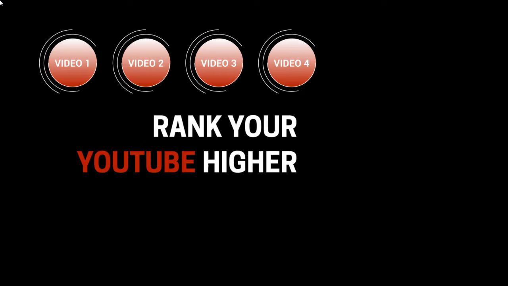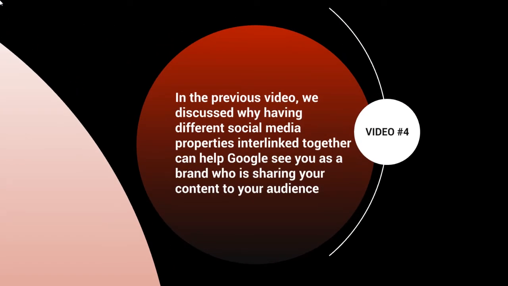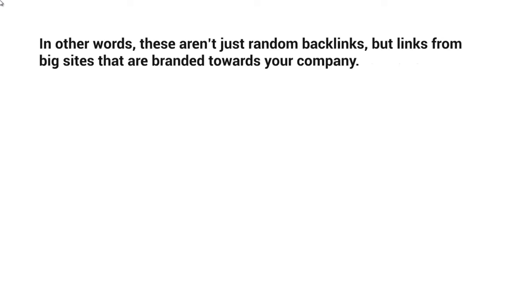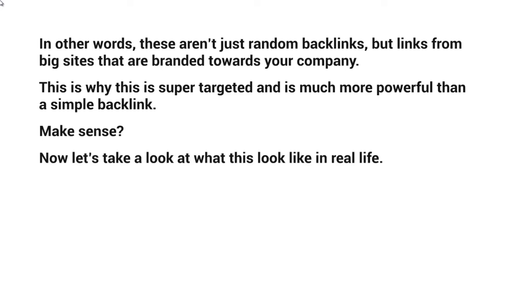Hello and welcome back. This is video number 4. And we're going to talk about the ring, which is the strategy. So in the previous video, we discussed why having different social media properties interlinked together can help Google see you as a brand who is sharing your content to your audience. In other words, these aren't just random backlinks, but links from big sites that are branded towards your company. And this is why this is super targeted and is much more powerful than a simple backlink. Makes sense?